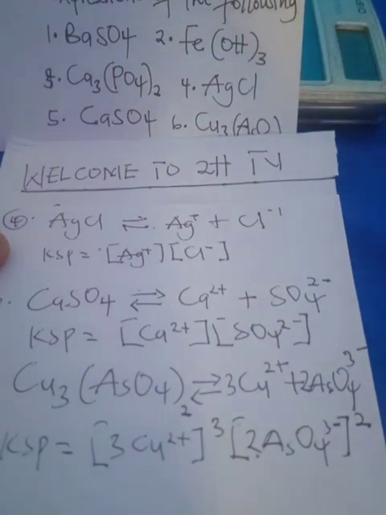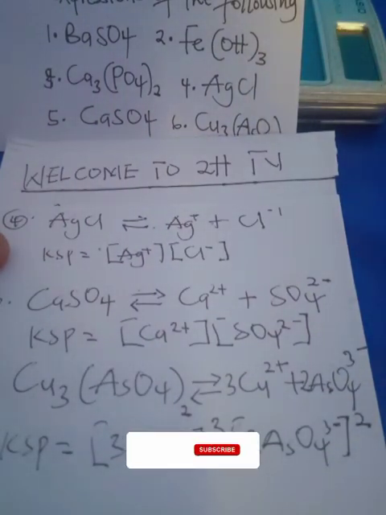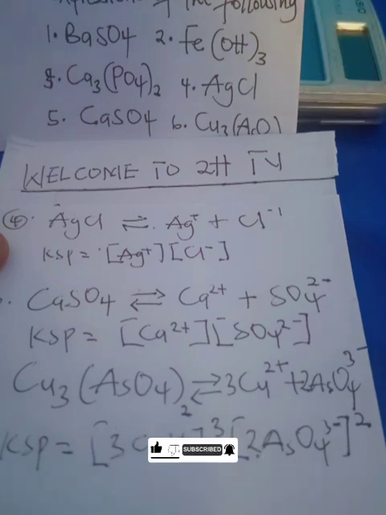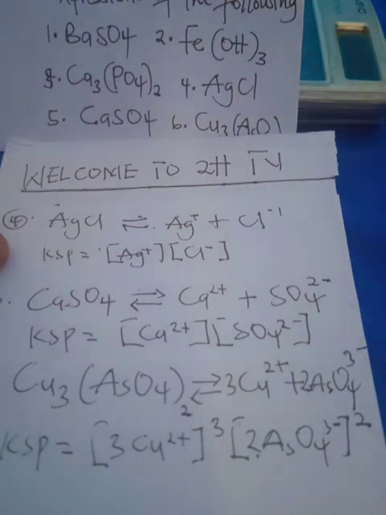So this is how you write the KSP, the solubility product expression of a given compound. Make sure you dissociate the compounds into its ions, then you try to balance it, right? The charges, the number in front of the anion becomes the charge of the cation, the number in front of the cation becomes the charge of the anion. Then you try to balance it, right?